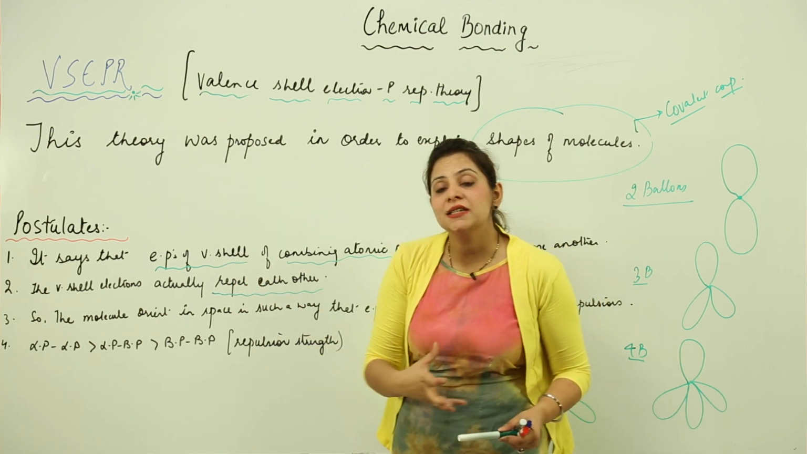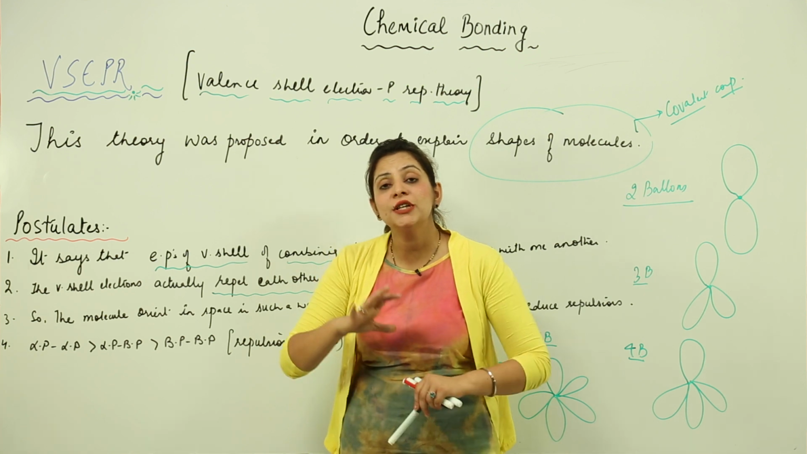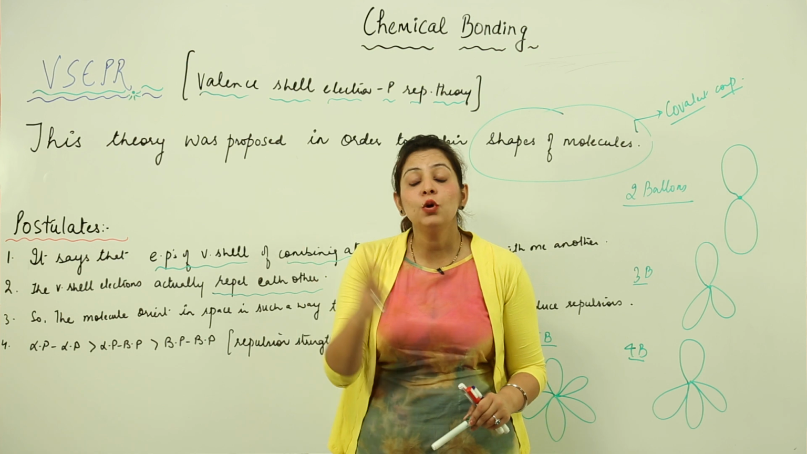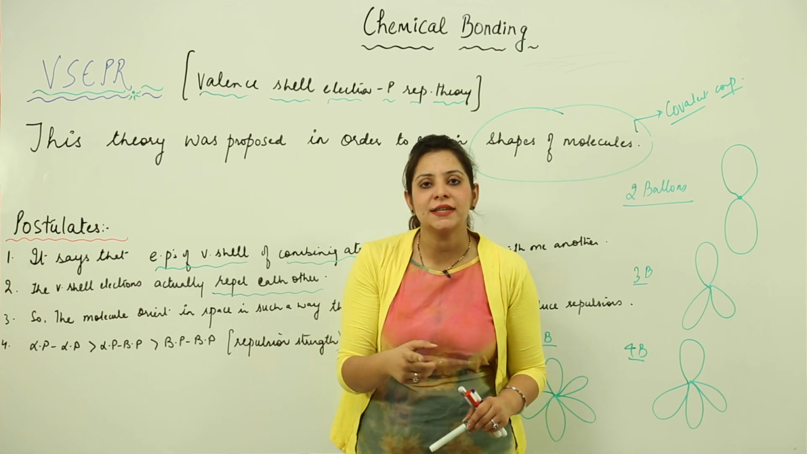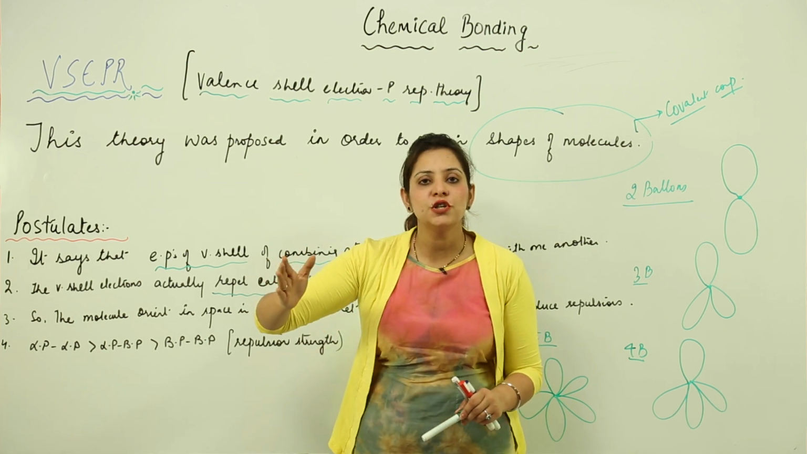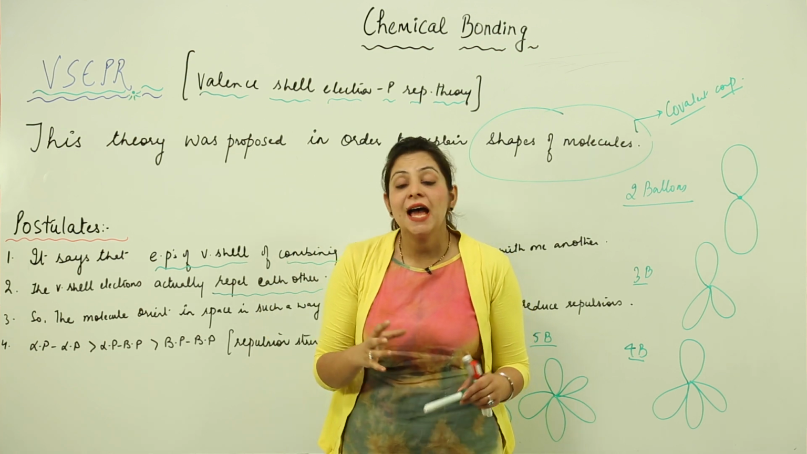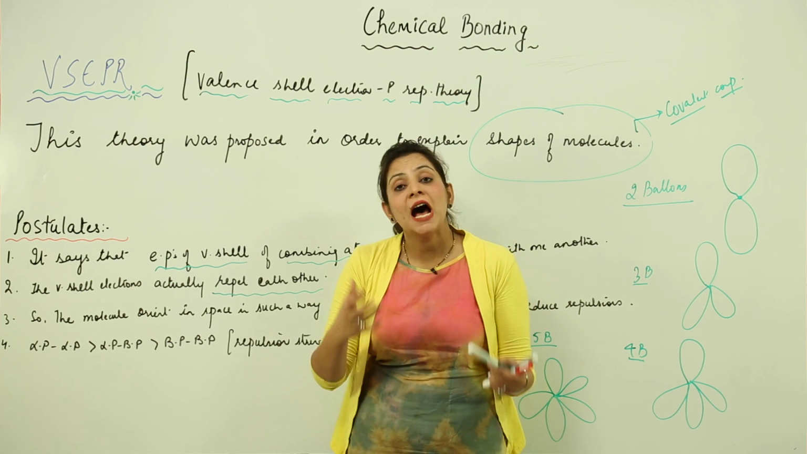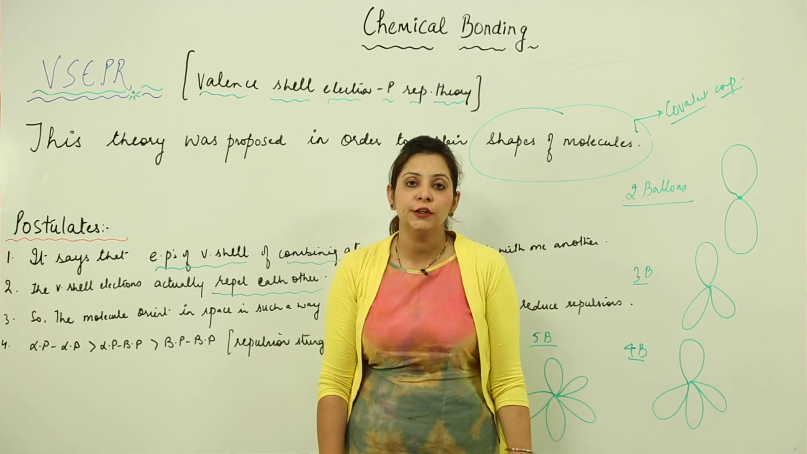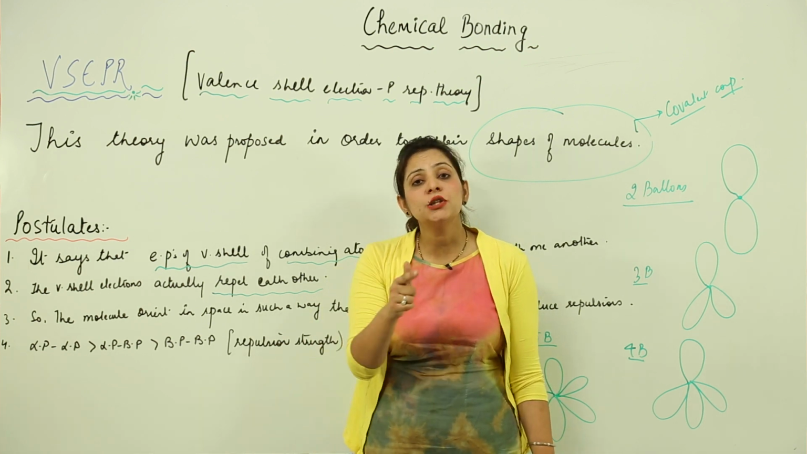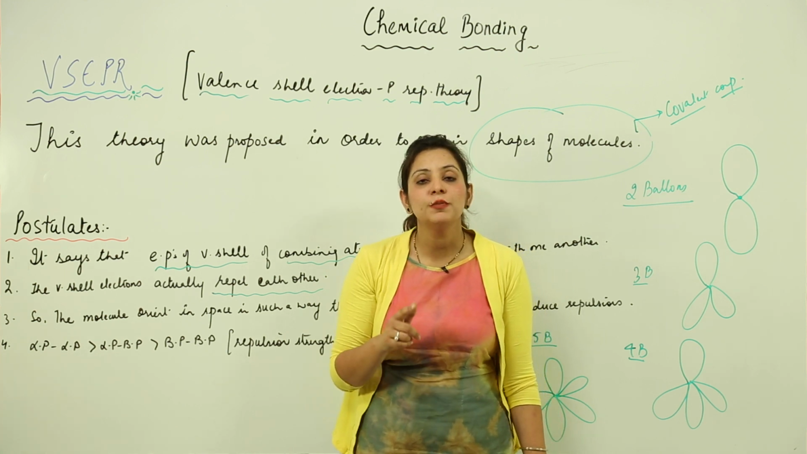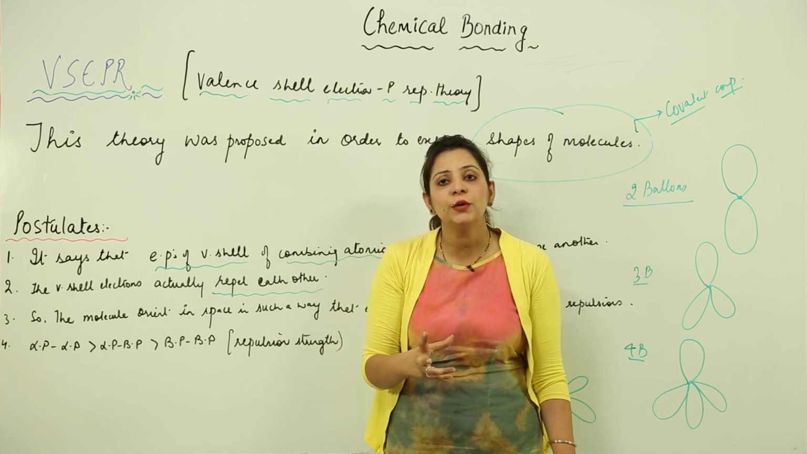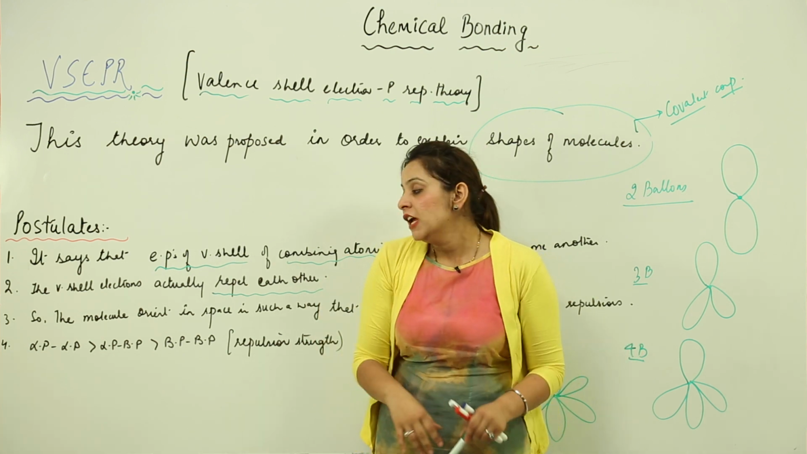Now if they repel each other, repulsion leads to an increase in energy, and we know that energy is considered a stress. That means the more the energy, the less the stability. If the energy isn't lowered and the stability isn't there, how will atomic orbitals combine to form a molecule? So we need to minimize that energy, and that energy can be minimized only when it leads to an attraction.